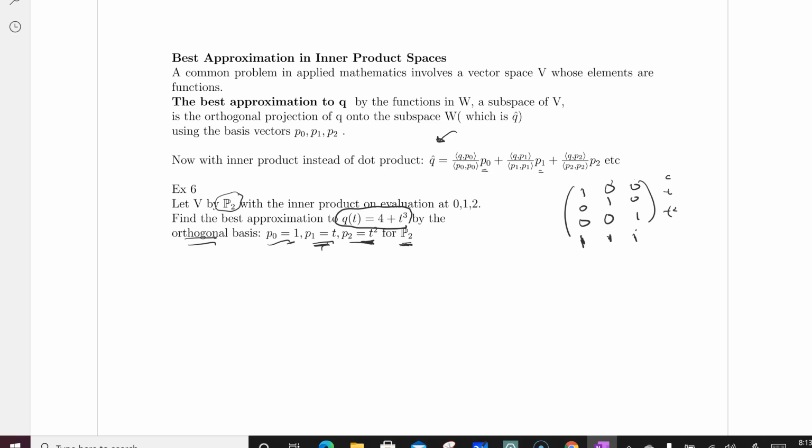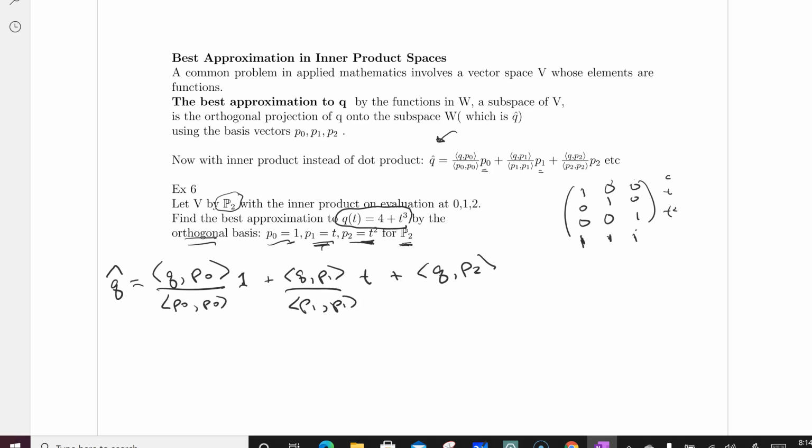Okay, so let's go do it. This is going to be a lot of multiplication to set up, right? So q hat. Let me just make sure we're all good on setting this up. I'm going to be taking the inner product of q with p naught. On the denominator, I'll be doing p naught with itself, and I'll multiply it by p naught, which is the number 1. Before we would multiply it by a vector, right? So here I'm going to do q with p1 divided by p1 with itself and then times p1, which is t. And I'm going to do the same thing here, q with p2 over p2 with itself, and then multiply it by p2, which is t squared.